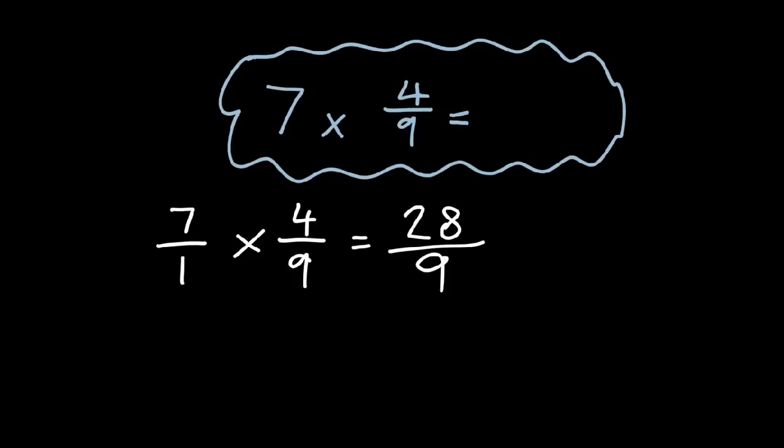How many 9s go into 28? Well, I know that 9 times 3 is 27. So I've got 3 whole lots of 9. And so 28 divided by 9 will be 3 remainder 1. So that's 1/9 remaining. Which tells me that 7 times 4/9 is 3 and 1/9.